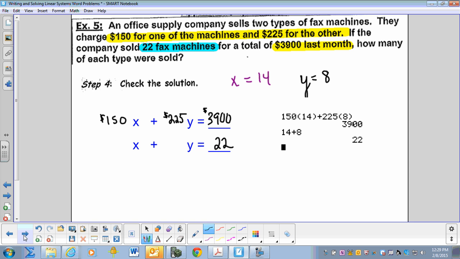Now step 4 is to check the solution. $150 times 14 machines plus $225 times 8 machines equals $3,900. So that works. Also, 14 $150 fax machines plus 8 $225 fax machines. 14 plus 8 gives me a total of 22 fax machines.